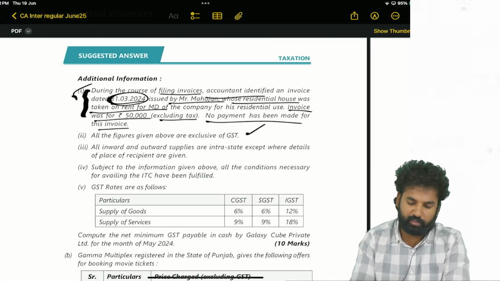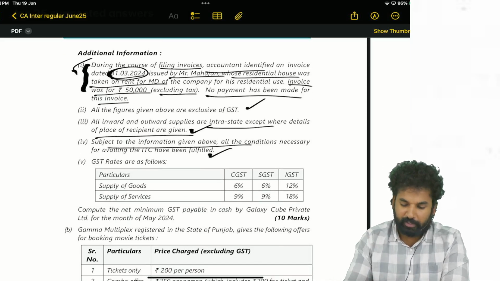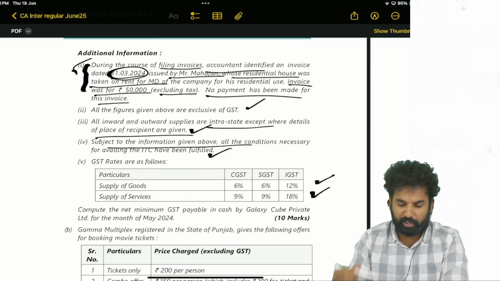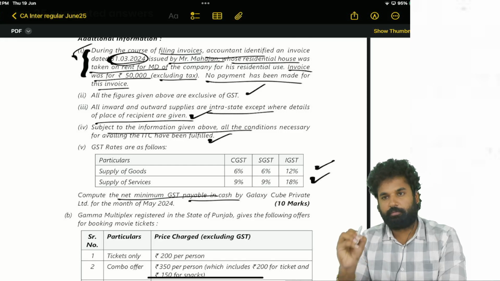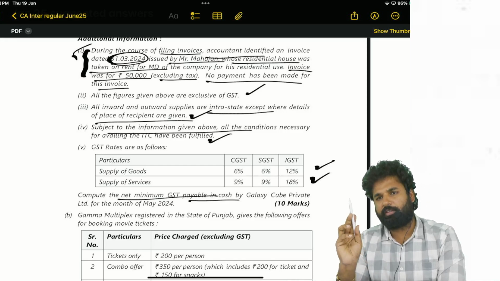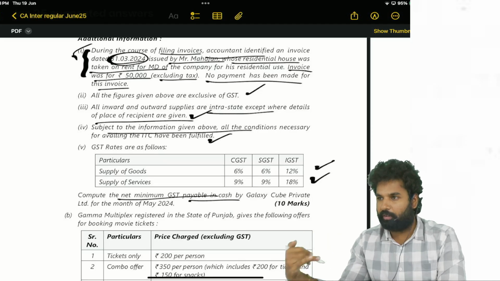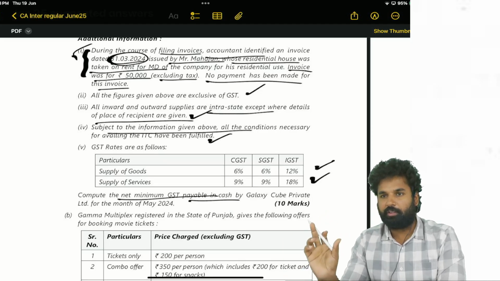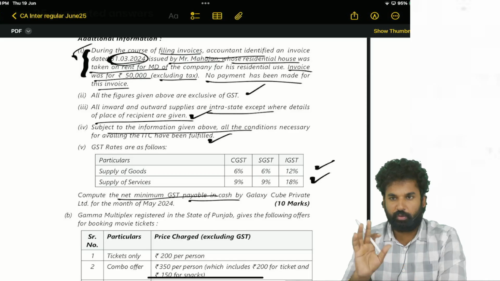Next, all the figures given are exclusive of GST. Inward and outward supplies are intrastate except where the details of the place of recipient are given. Next, subject to the information given above, all the necessary conditions for ITC are fulfilled. Supply of goods 12%, supply of services 18%. So calculate the net minimum GST payable in cash. That means what? Output tax liability calculated, input tax credit to be calculated, then adjustment of the credit has to be made. Finally, you will get amount to be payable in cash. This is a full-fledged question. Okay, comprehensive question, full-fledged question.